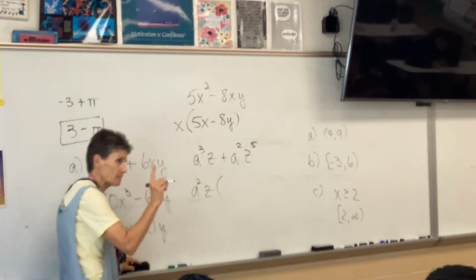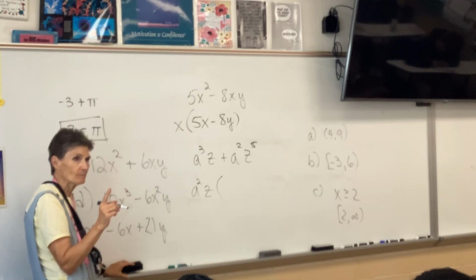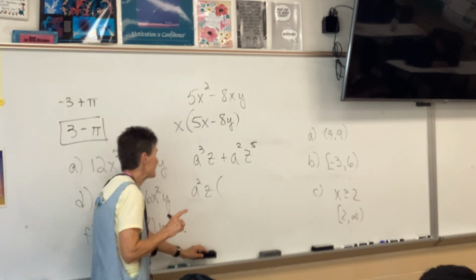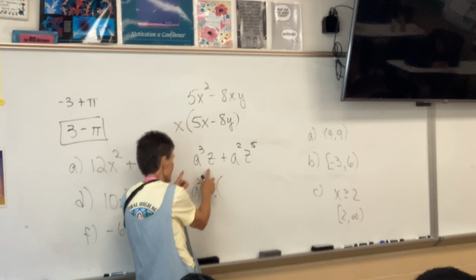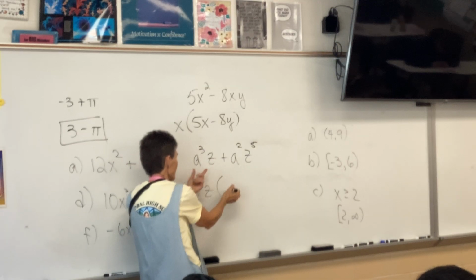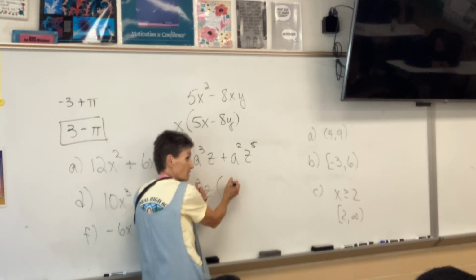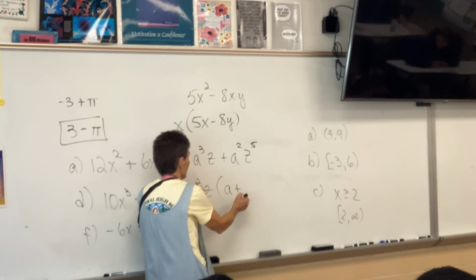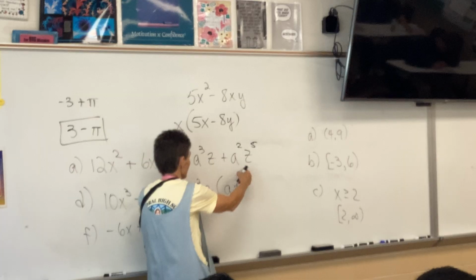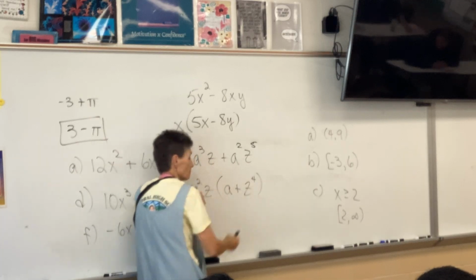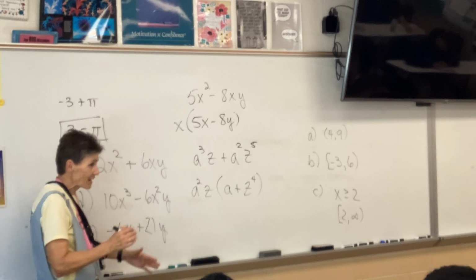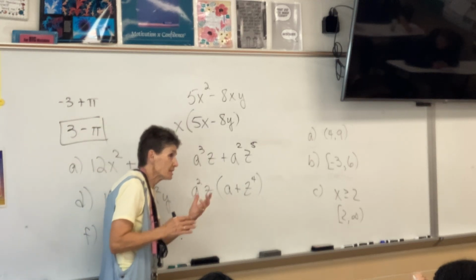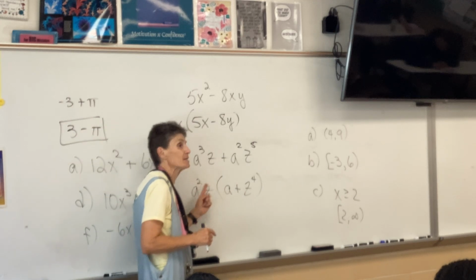Is that all I can take out? Yeah. So what will that leave me with then? If I take out 2 A's and a Z, all I'm gonna have left here is A. And all I'm gonna have left here is Z to the 4th. Now that's called factoring. But how do you check it? You check it by distributing it.